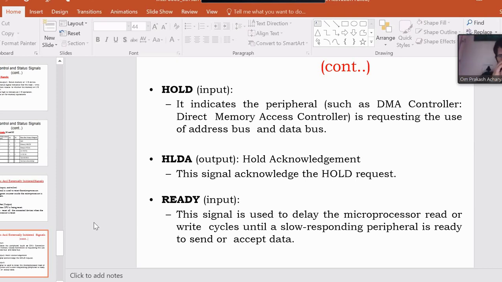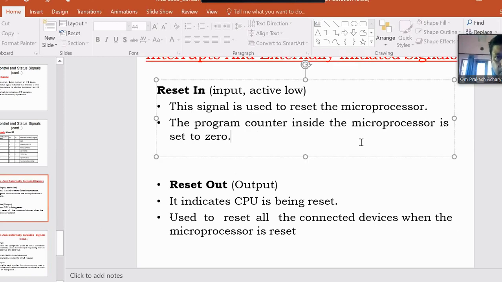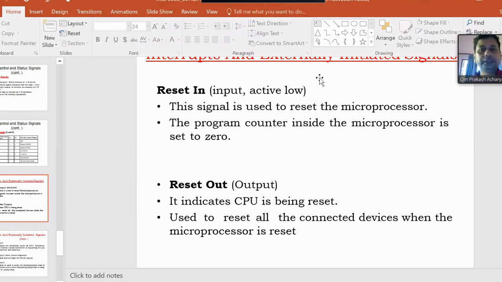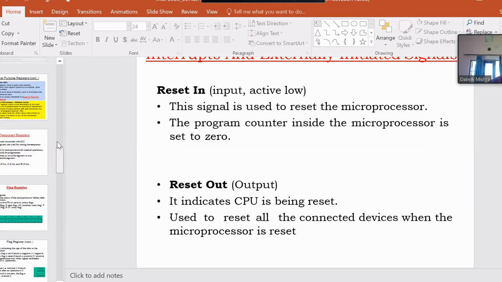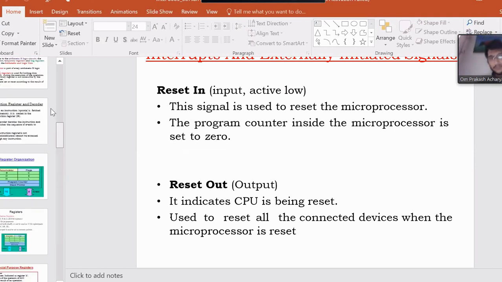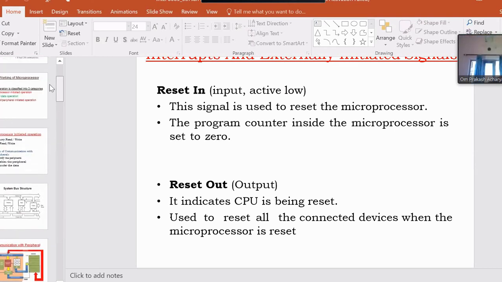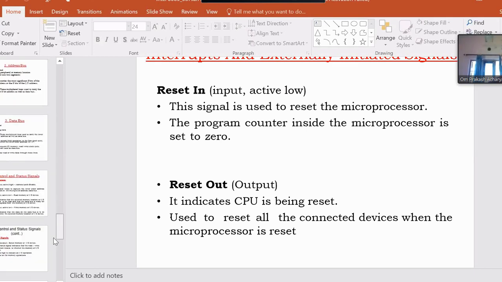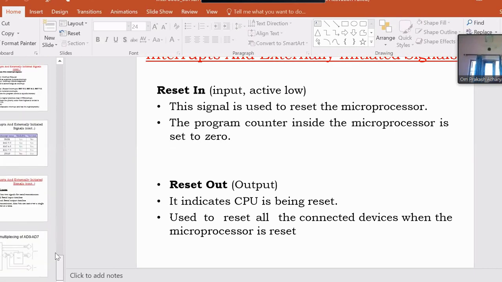So these are the three tasks it is given. One, it is microprocessor initiated operation. Then it is your internal operation. The third one is external and peripheral. These are called your external initiated operation.